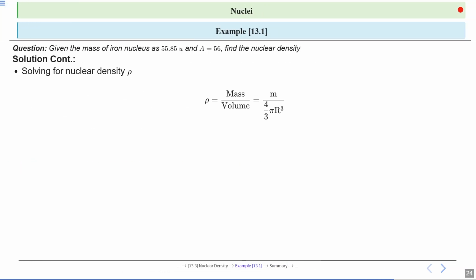Let's write down the formula for the nuclear density. Density, which we use the Greek letter rho for, is mass divided by volume. For a nucleus, the volume is that of a sphere, so it's 4/3 times pi times the radius cubed. Here m is the mass of the nucleus in kilograms and r is its radius.